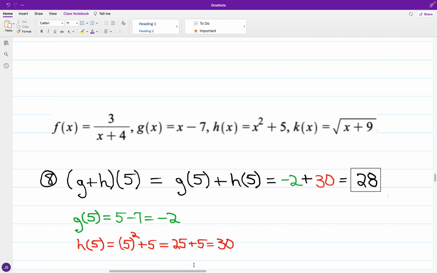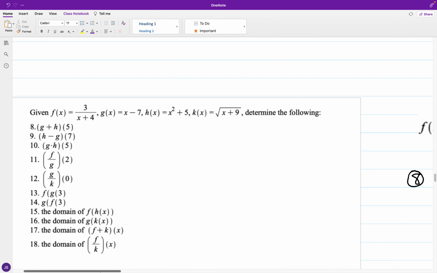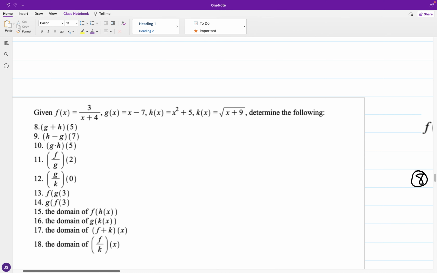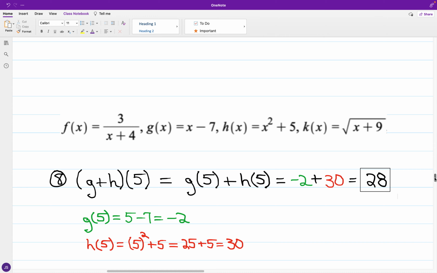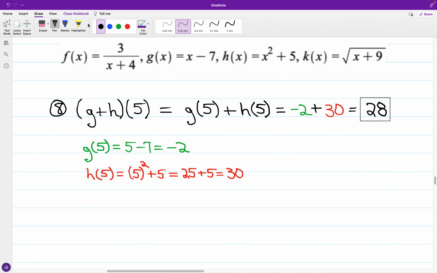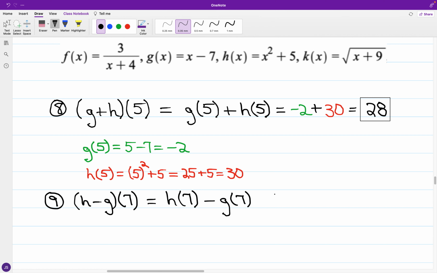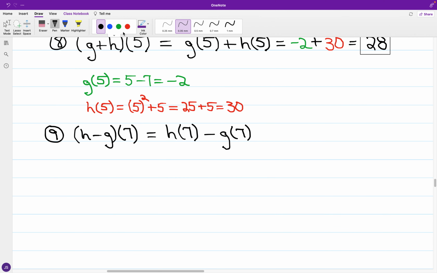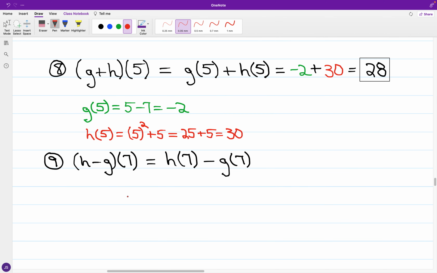Okay, now for number 9. We're still working with g and h, but this time we have h minus g of 7. So we're now going to have h of 7 minus g of 7. Again, just referencing what we have for h of x, now with the input at 7.